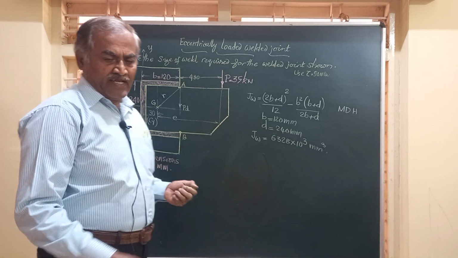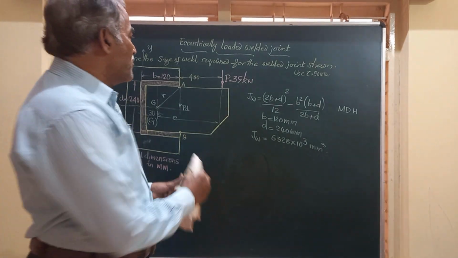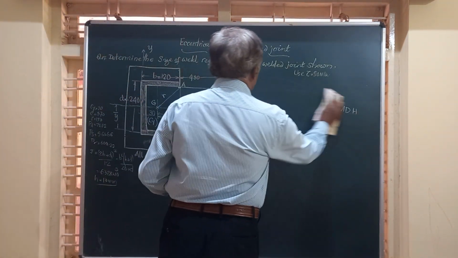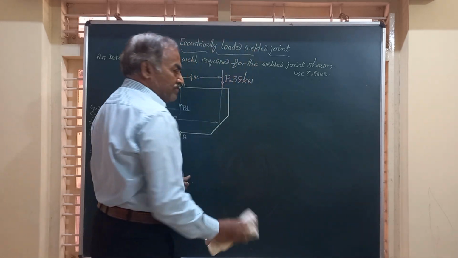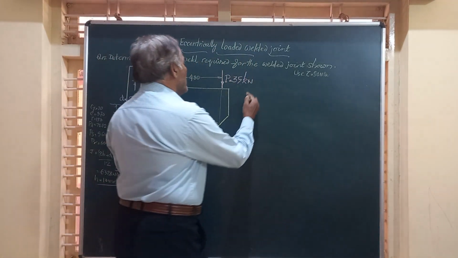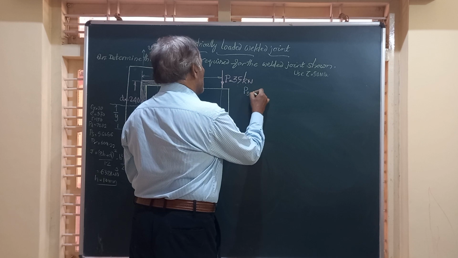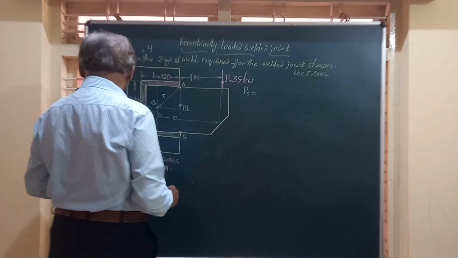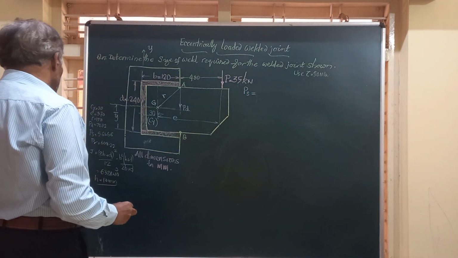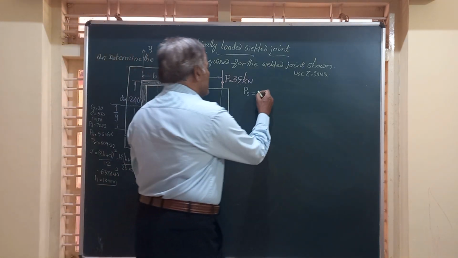Friends, finally, we know all four parameters, namely P, E, R and JW, and we can find out the secondary load PS as a value equal to 561.66.